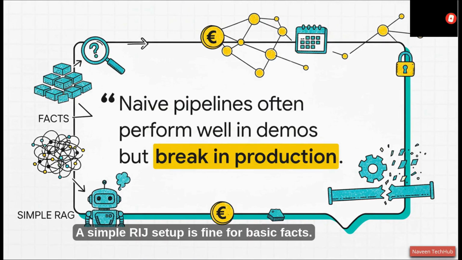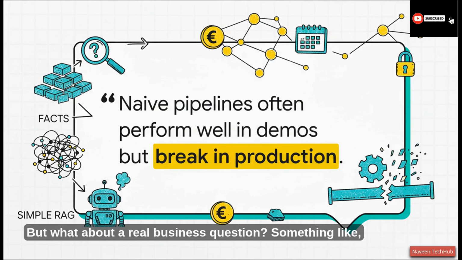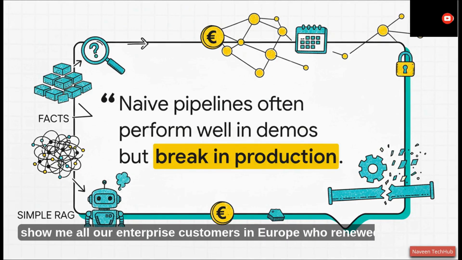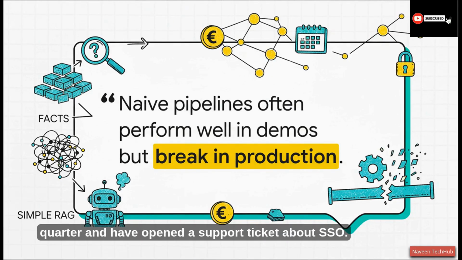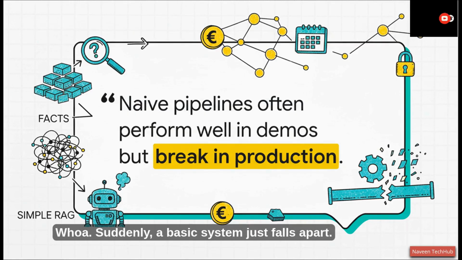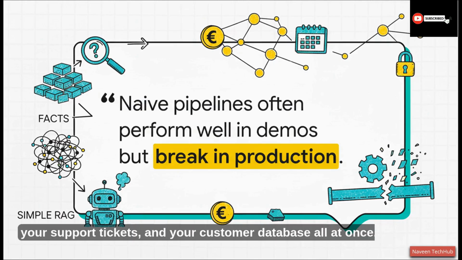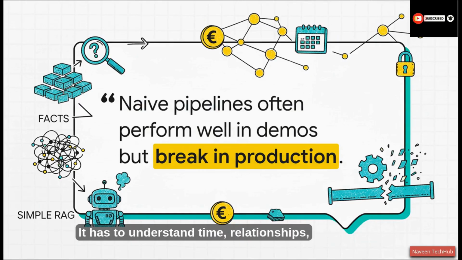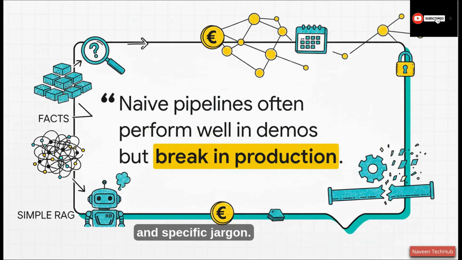A simple RAG setup is fine for basic facts. But what about a real business question? Something like, show me all our enterprise customers in Europe who renewed last quarter and have opened a support ticket about SSO. Whoa. Suddenly, a basic system just falls apart. It needs to connect your sales data, your support tickets, and your customer database all at once. It has to understand time, relationships, and specific jargon.